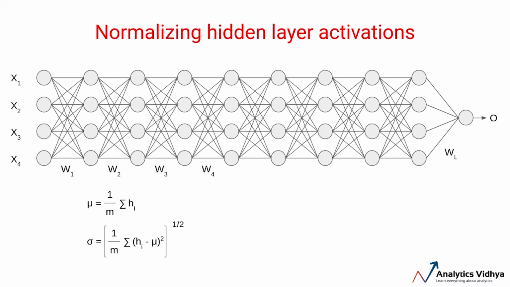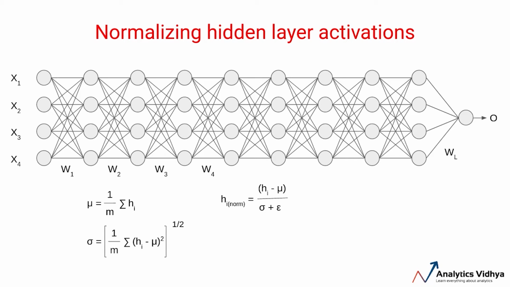Once we have the mean and standard deviation values, we normalize the activations using this formula. Here, we first subtract the mean from the activation values and divide that by the standard deviation value. The epsilon in the denominator is added just to make sure that the denominator is non-zero. So this will be a very small value. This makes the mean and standard deviation of all hidden layer activations 0 and 1 respectively.